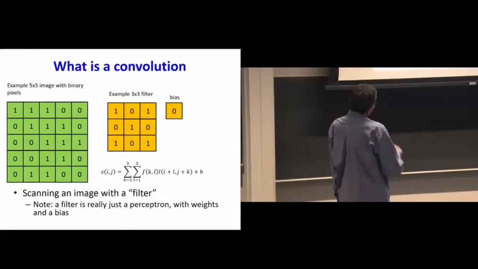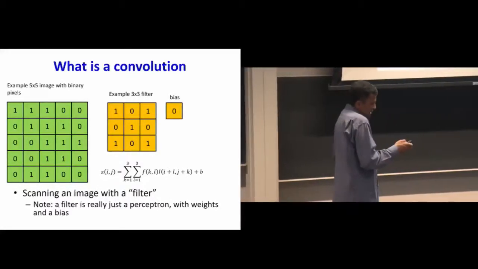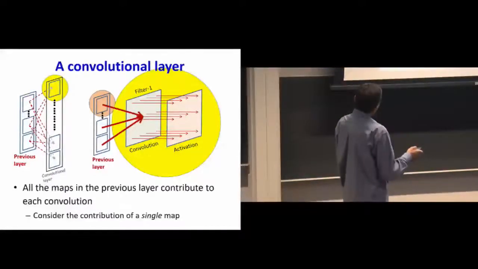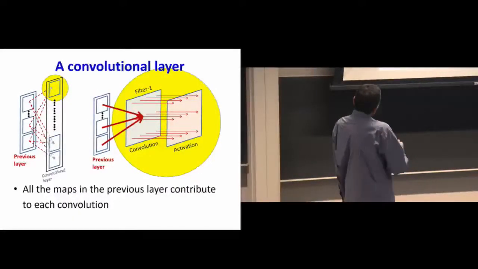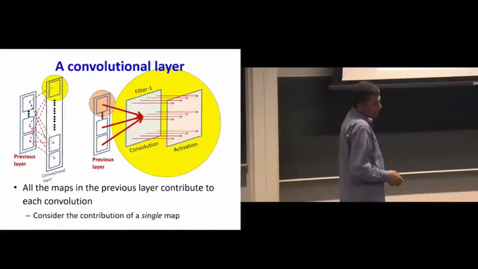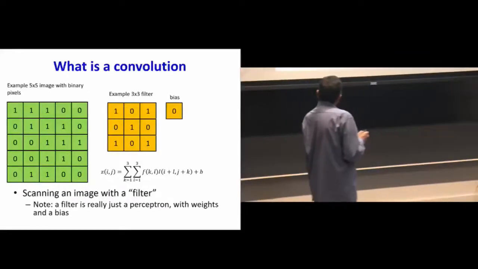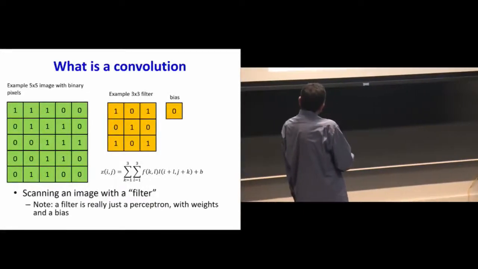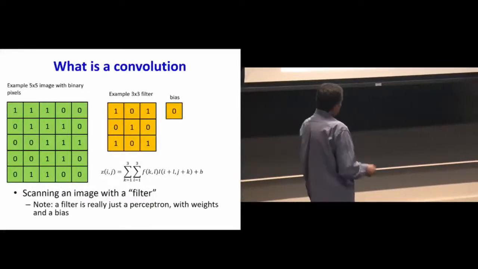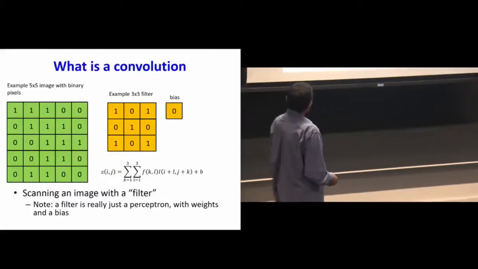Here's a little bit of terminology. These weights, we're going to call them filters. You're going to be scanning the inputs with these filters. When I scan an image with a filter, it's really just a perceptron with weights and a bias. Here's what you're going to get.